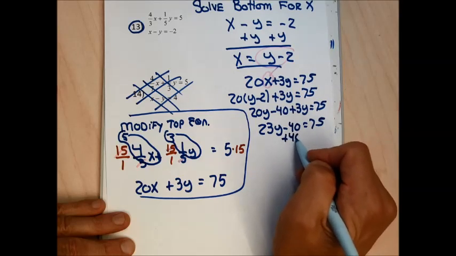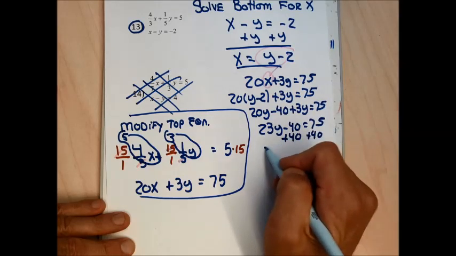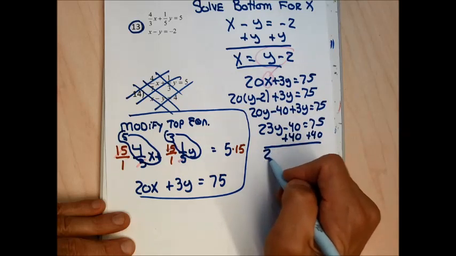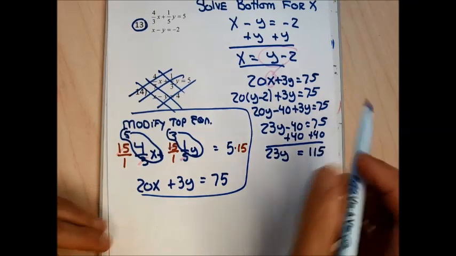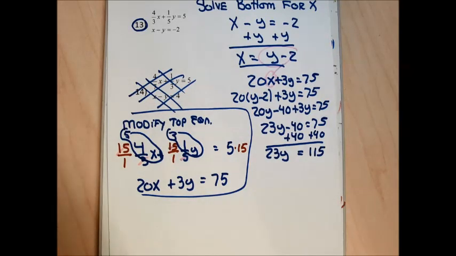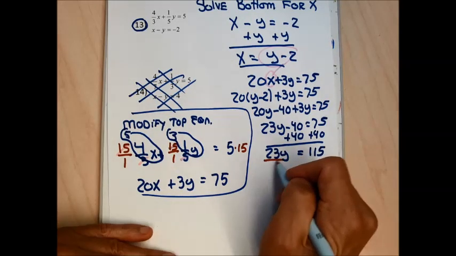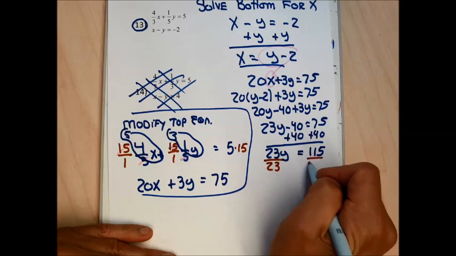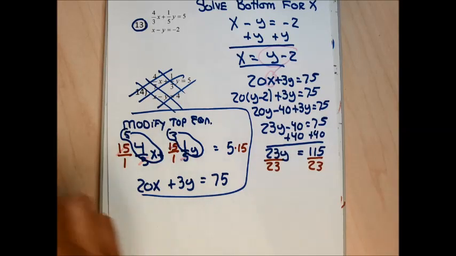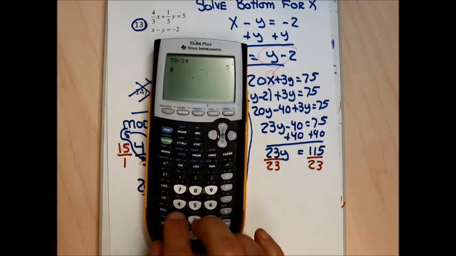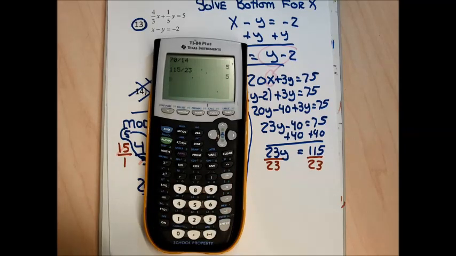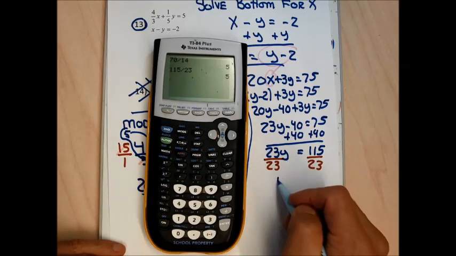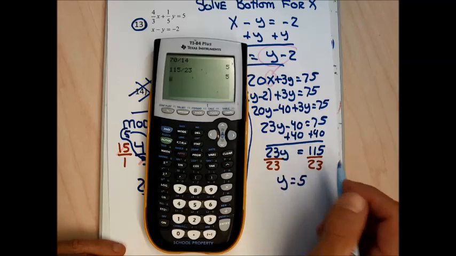Now I'm going to add 40 to both sides. On the left-hand side, I'll be left with my 23y. On the right-hand side, I can do that without my calculator. Those add up to 115. And now I'm going to divide both sides by 23. I think that comes out to 5 when I do 115 divided by 23, but I'll try on my calculator. So 115 divided by 23 gives me a 5. So that's part of my answer. Part of my answer is y equal to 5.